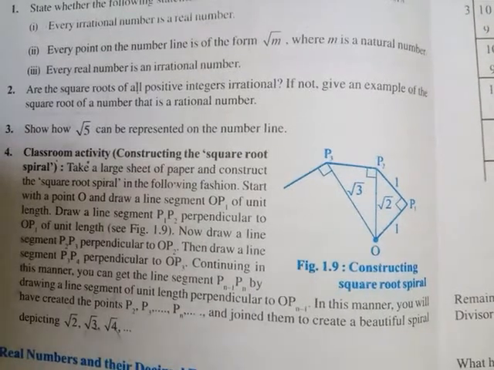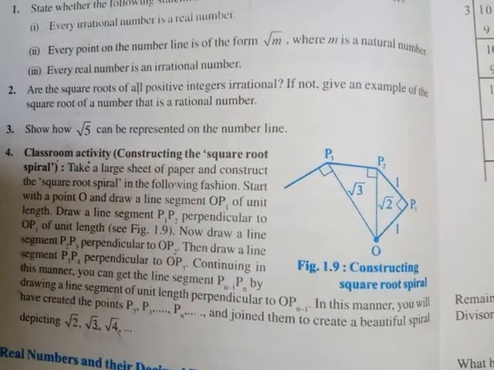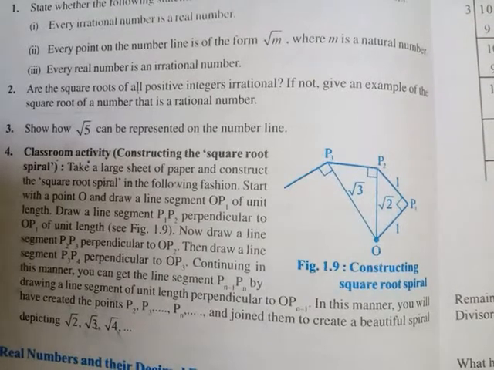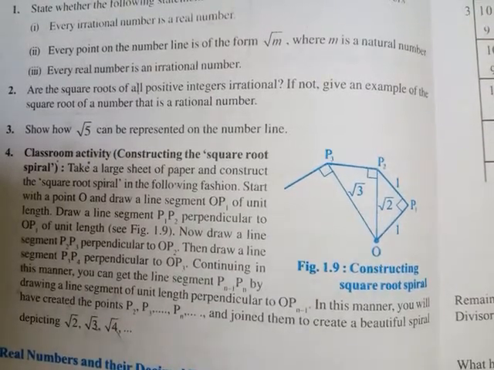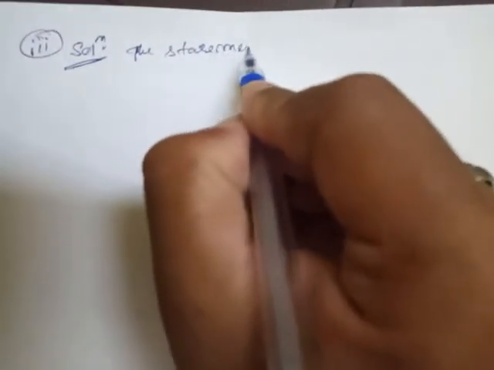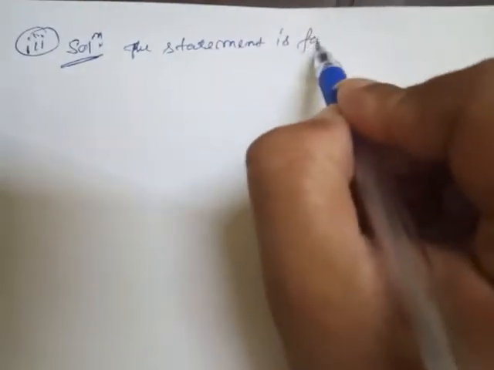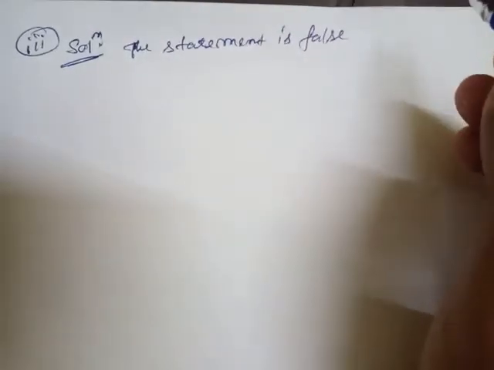Now student, question number 1 Roman 3: every real number is an irrational number. I am now going to solve this one. Let's have a look at how to solve it. Students, I will write here Roman 3, solution. Then we write here that the statement is false.